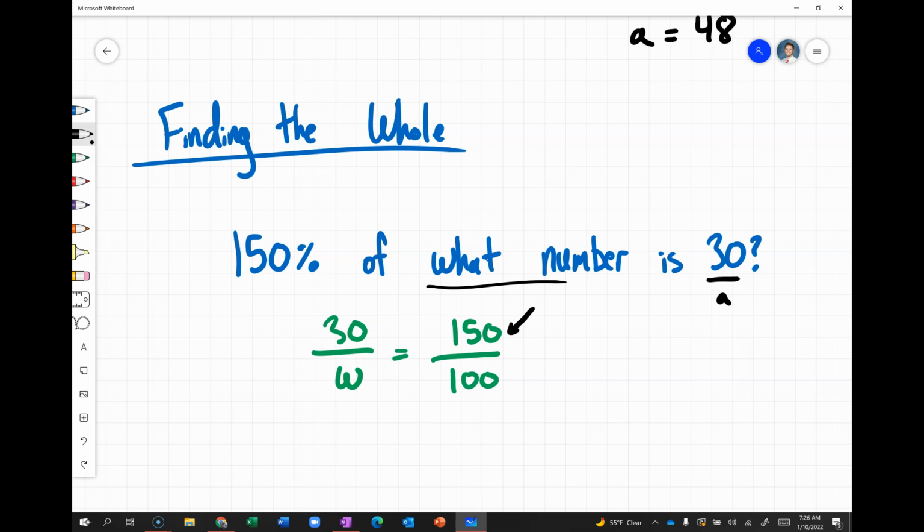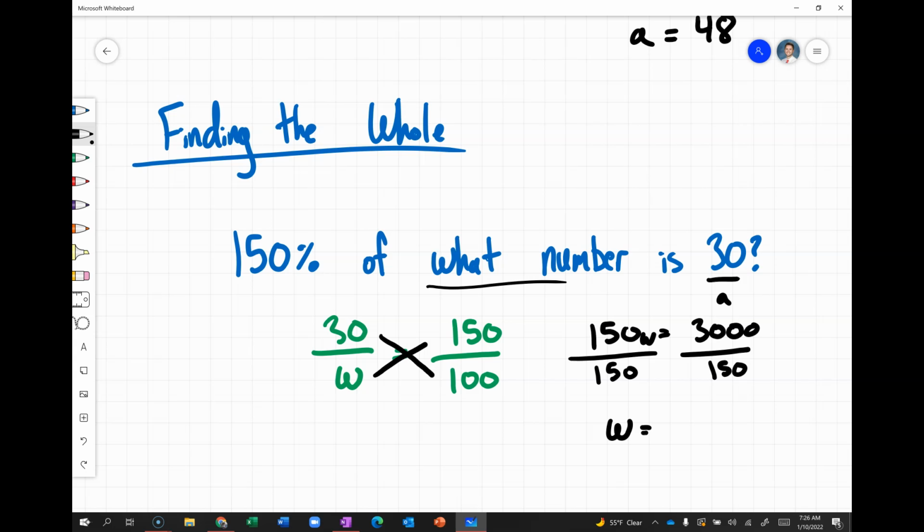Again, we can just use our cross products rule to solve for W. 150W is equal to 30 times 100, which would be 3,000. We divide by 150 to solve for W. 150 goes into 300 twice, and 150 goes into 0 times. So W is equal to 20. So 150% of 20 is 30, or 30 is 150% of 20.